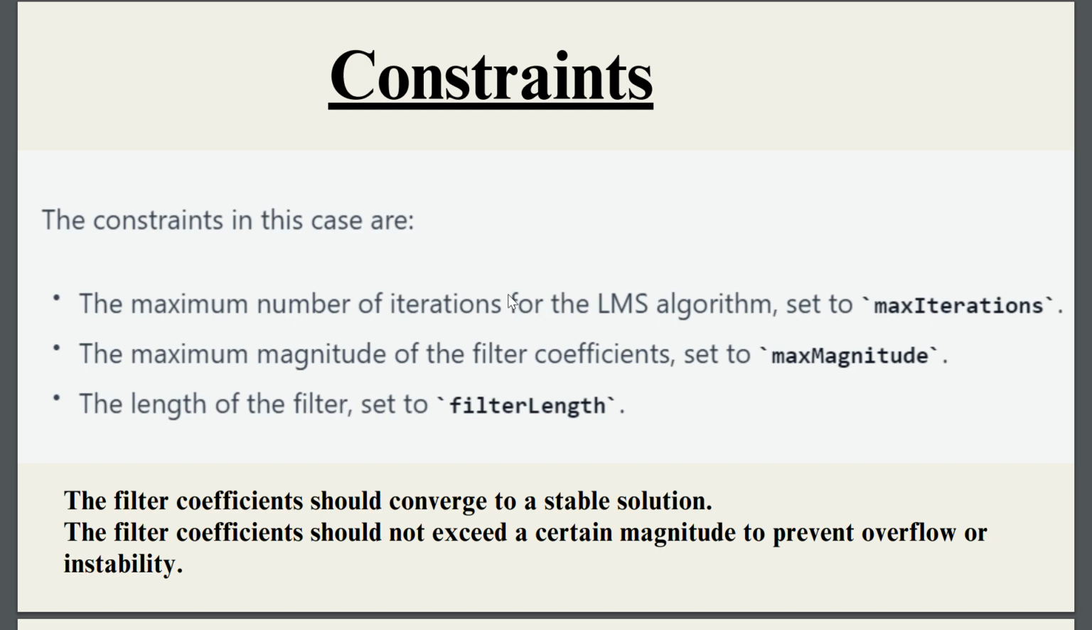So the first constraint will be the maximum number of iterations for which this LMS algorithm will run. That we will set as max iterations. And then we will take the maximum magnitude of the filter coefficient. We will set it as maximum magnitude. And the next constraint will be the length of the filter, which we will set as filter length. All the filter coefficients should converge to a stable solution and it should not exceed a certain magnitude.